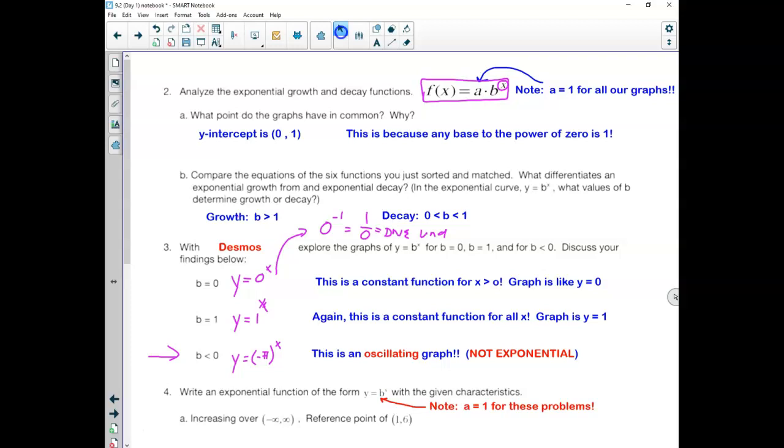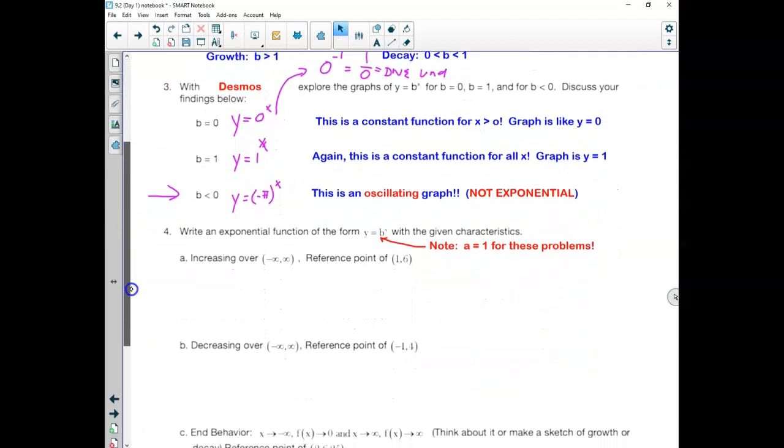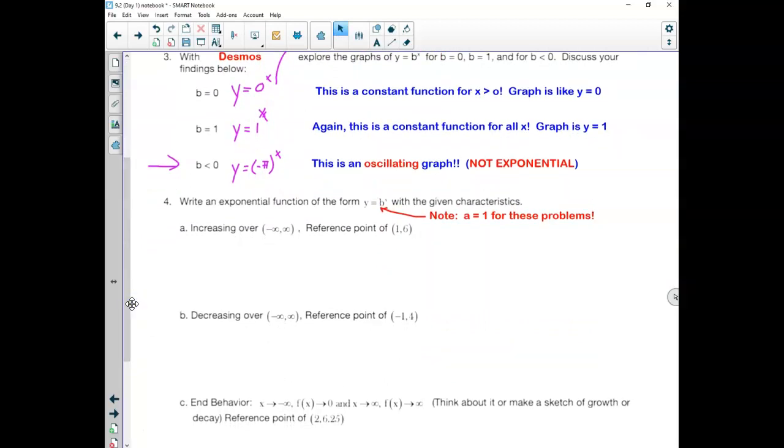Well, keep on a trucking here. Write an exponential function of the form y equals b to the x with the given characteristics. I wrote you that note again. Note, a equals 1 for all of these problems. They're not always going to equal 1 after today. They may change, okay? So that's why I keep putting that note in there.